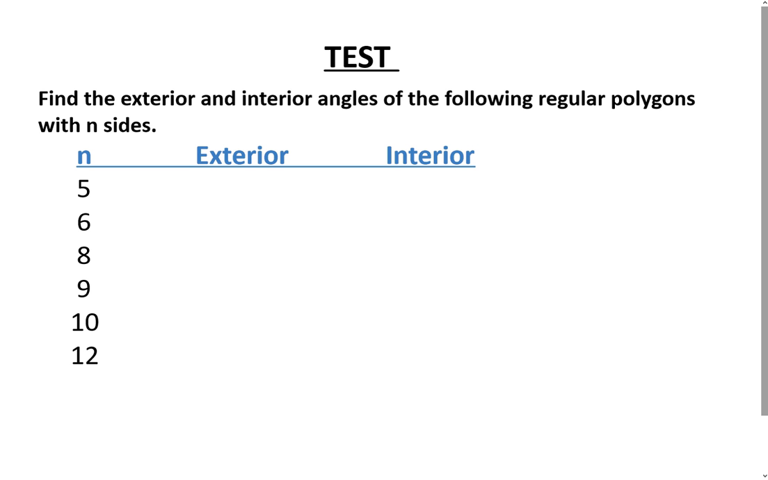Find the exterior and interior angles of the following regular polygons with n sides. You can pause the video, try and do it by yourself, and then in the next slide, we'll actually go through it.